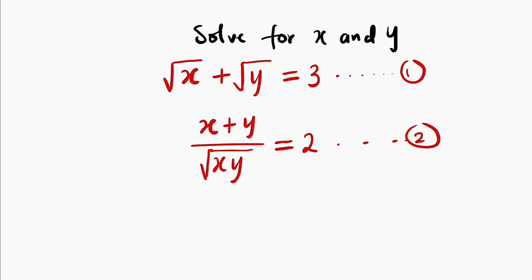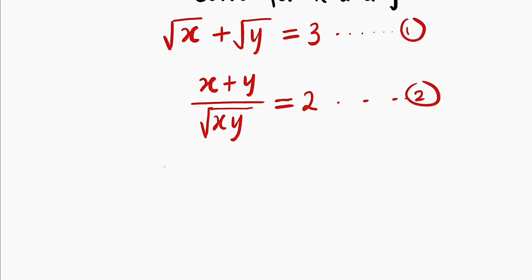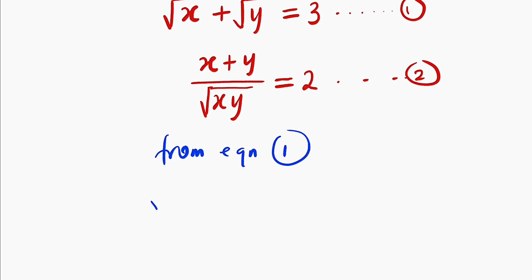The very first thing we need to do here is to square both sides of equation 1. We take the left hand side and square, also the right hand side squared. So from equation 1, we have root of x plus root of y, all squared. This will be equal to the right hand side squared, which is 3 also squared.